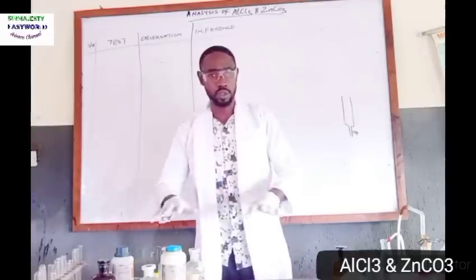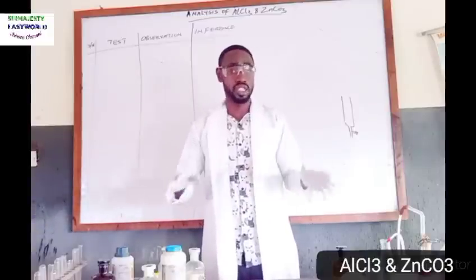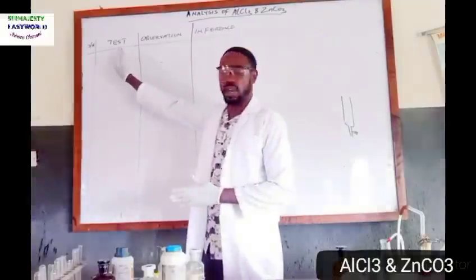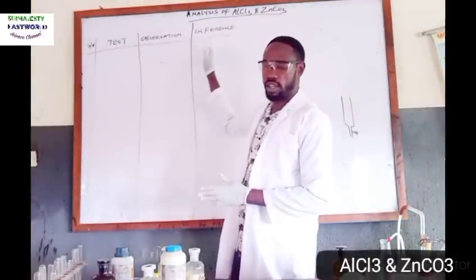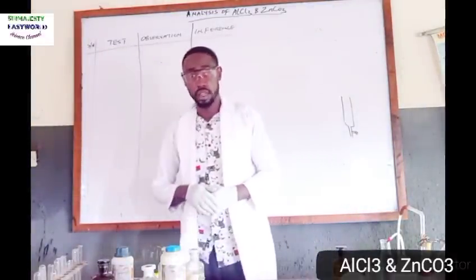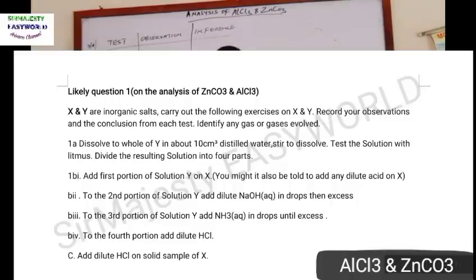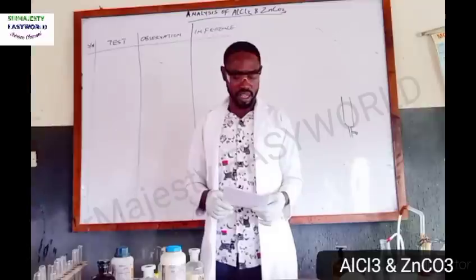I'll show you the apparatus needed all here, and normally we know how to record: you have your test, your observation, and your inference. So first of all, you see the question guide there on the screen, like the question we'll be using. The question is, X and Y are inorganic salts. Carry out the following exercises on X and Y. Record your observation and the conclusion drawn from the results of each test.